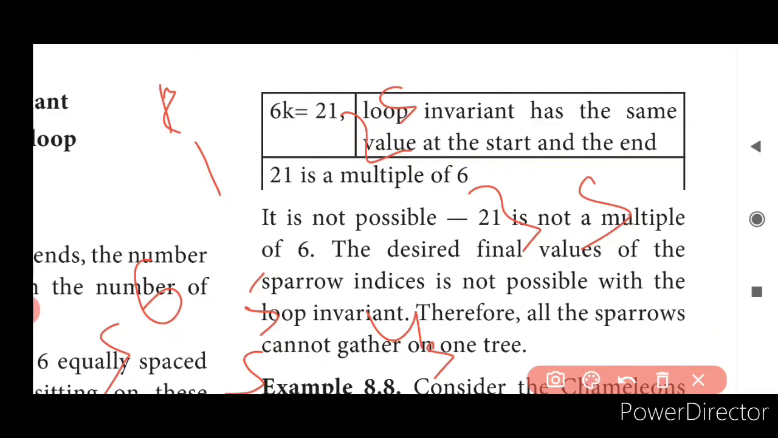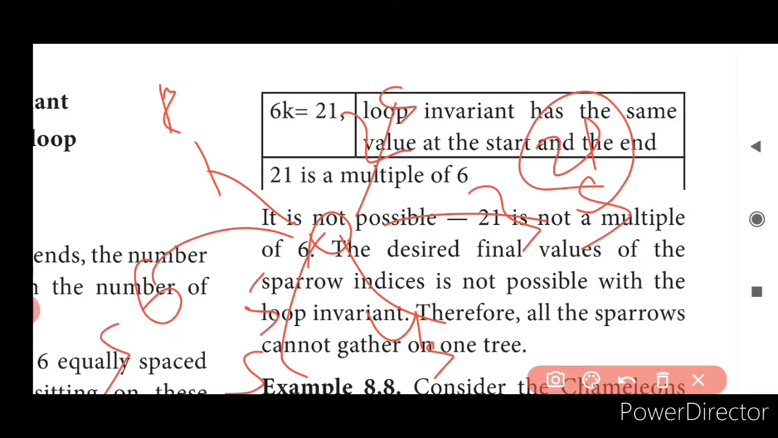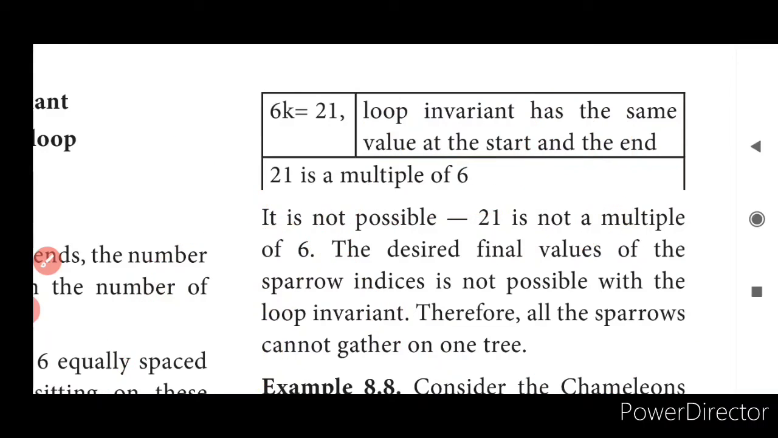Here is one sparrow, here is one sparrow, here is one sparrow, right? All the sparrows have to travel at the same time to reach one tree, right? If they are going to travel, I am just going to add the distance of everything, which is equal to 21 now. But as they are traveling backward, they will not be able to reach the tree at the same time. Is that clear, children? So, the desired final value of the sparrow indices is not possible with this loop invariant.